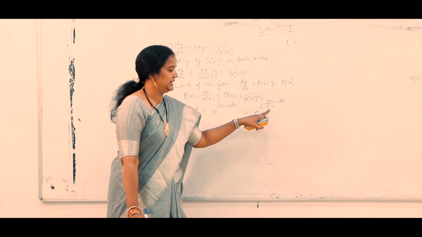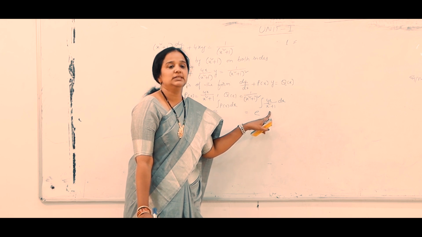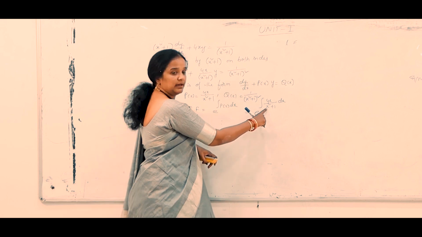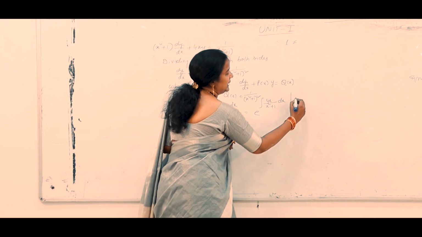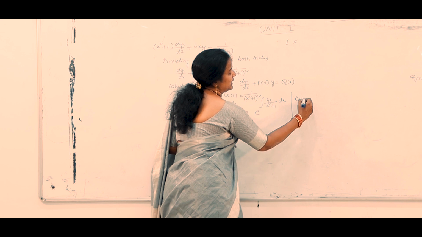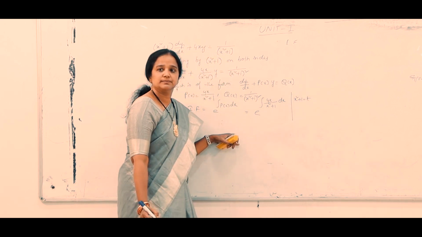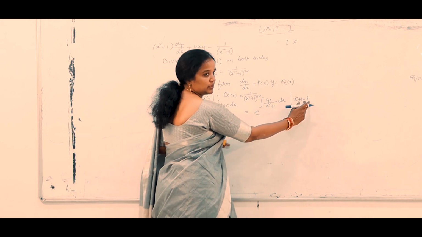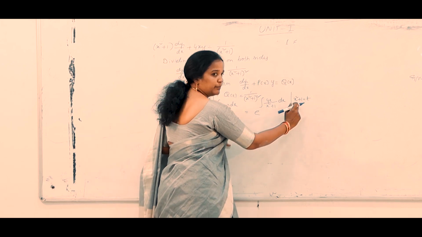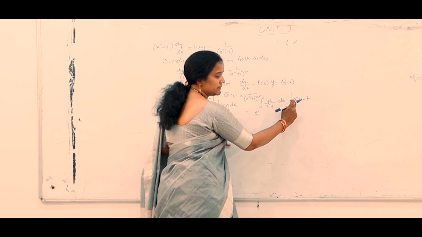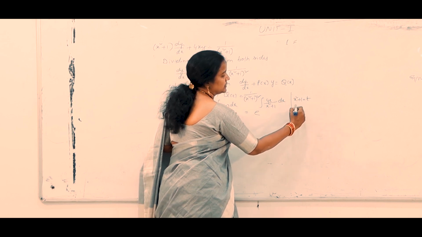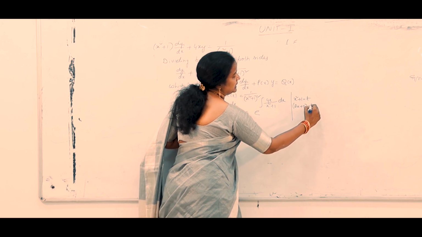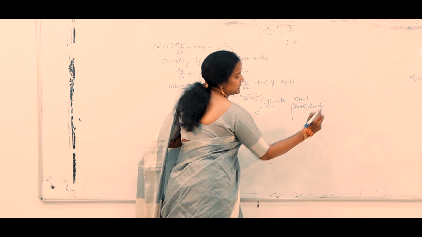Now we solve the integration. So this is one simple model. So let us consider x square plus 1 is equal to t. Now differentiate on both sides. What is the x square derivative? 2x. What is the 1 derivative? 0. into dx is equal to dt.